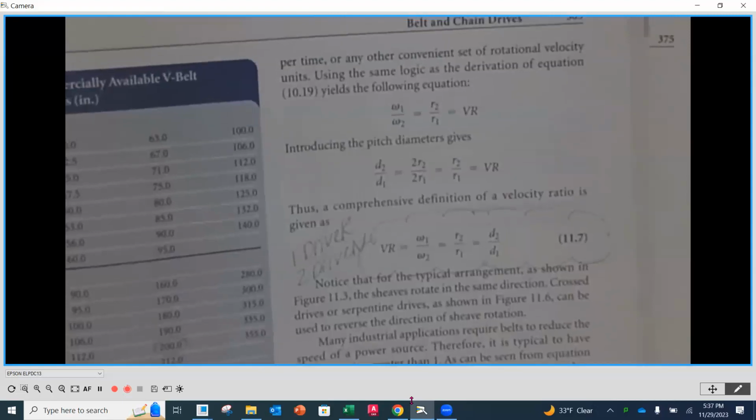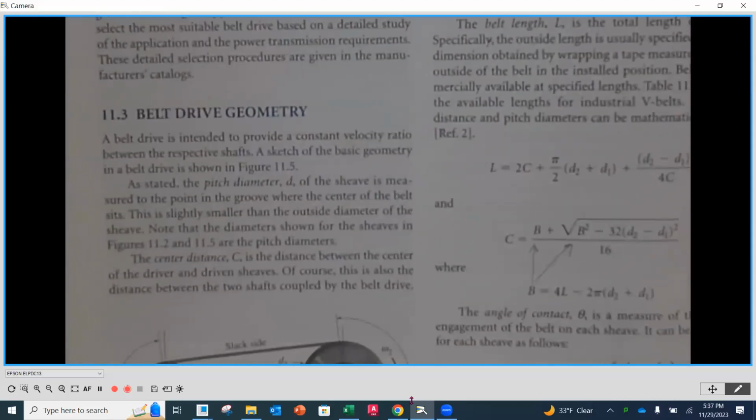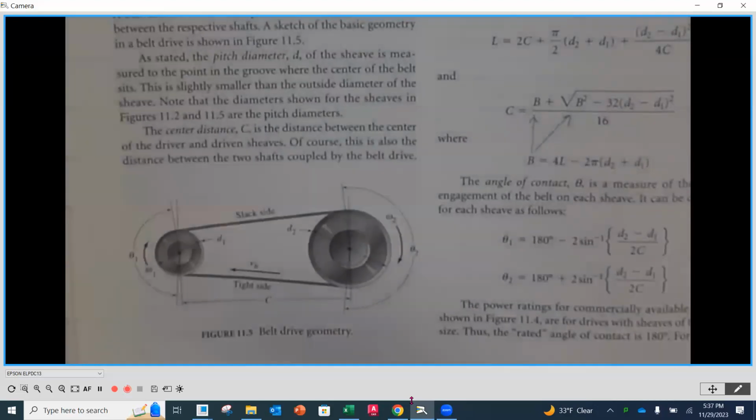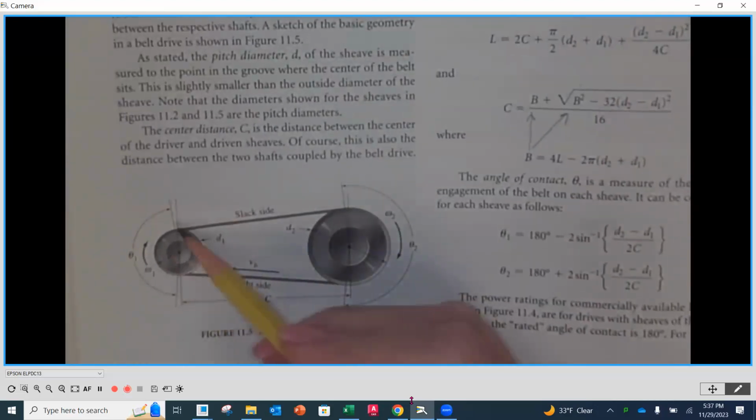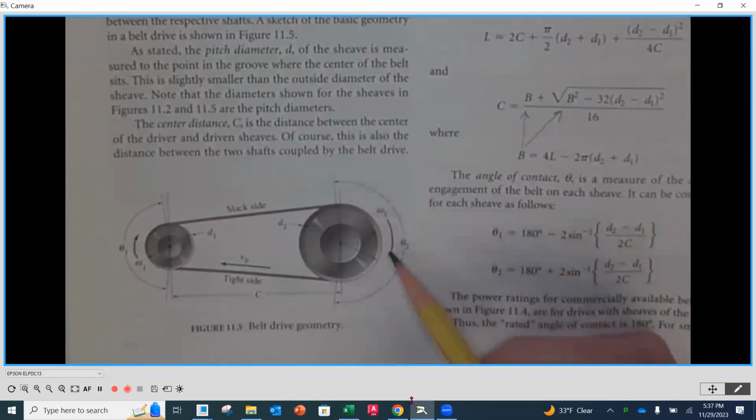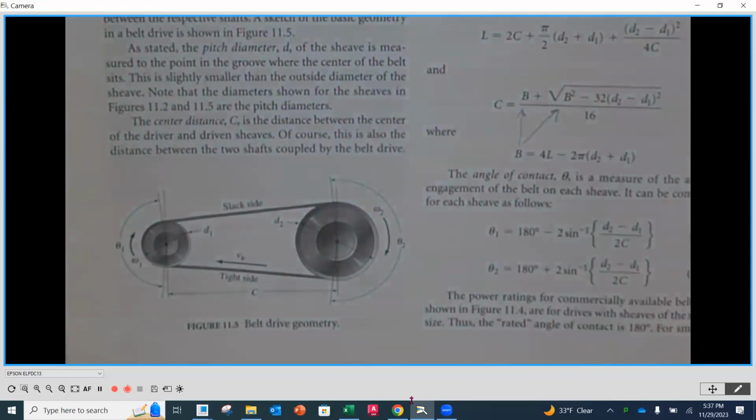Now, just as we had before, as we look at the velocity ratio, we want to know how many times this driver has to go around before we get this to go around just once. So the bigger the difference between these two, the larger that ratio is going to be.